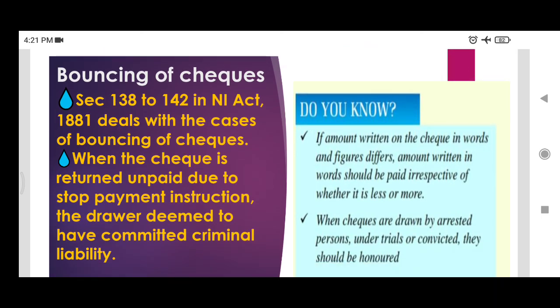In the Negotiable Instruments Act 1881, sections 138 to 142 say that if the check is returned unpaid, for example due to a stop payment instruction, the drawer, the one who issues the check, has committed a criminal liability. Whoever issues a check, if the check is dishonored or bounced, then the issuer has committed a criminal liability, isn't it? We'll see a few facts about this.